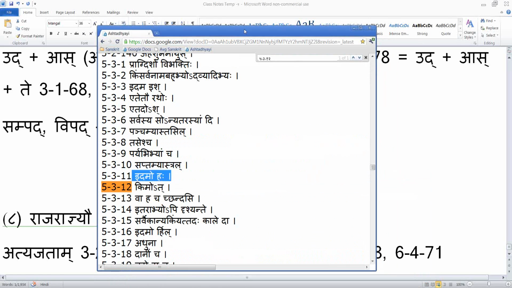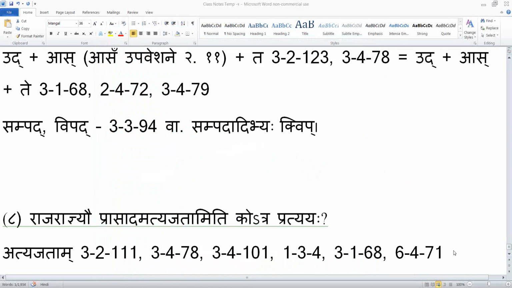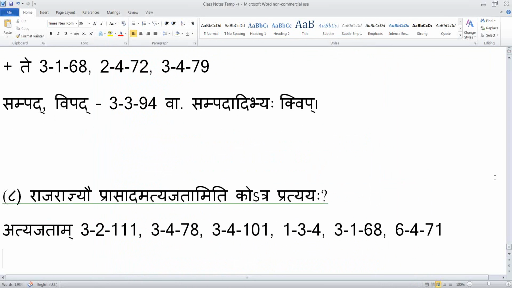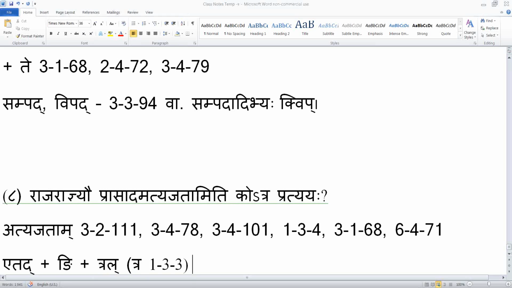Okay. So let's use etad. I'll just put a sutra number here. So etad, saptamyastra. We'll use the pratipadikam etad plus ni. Etad plus the ni plus the pratyaya tral. Of course, halantyam, halantyam tascha lopaha, anubandha lope tra. The sutram we are using is saptamyastral.